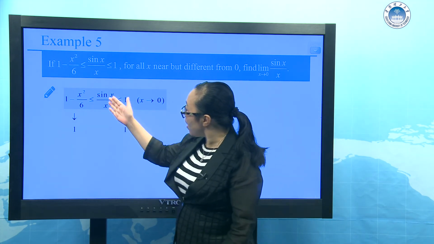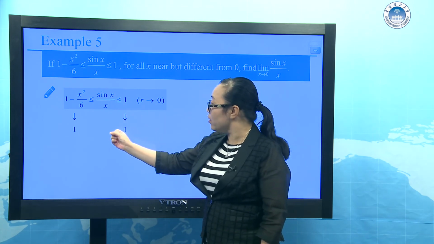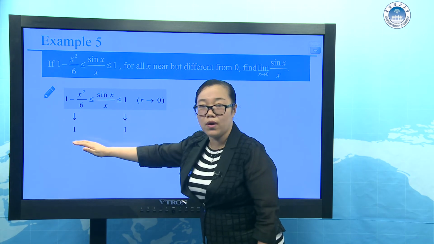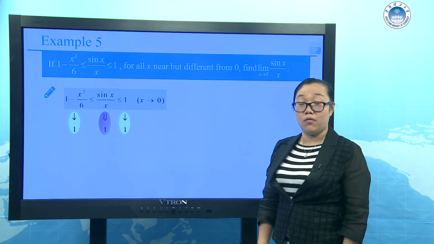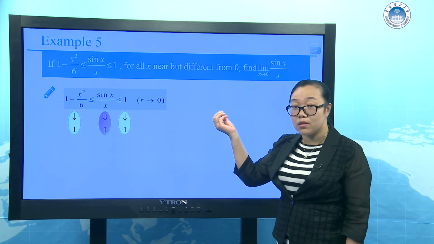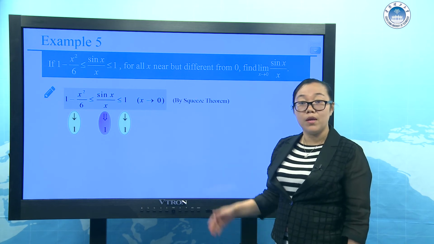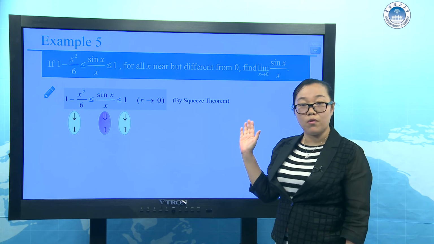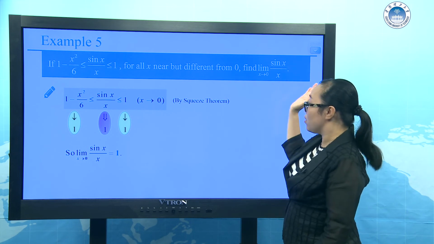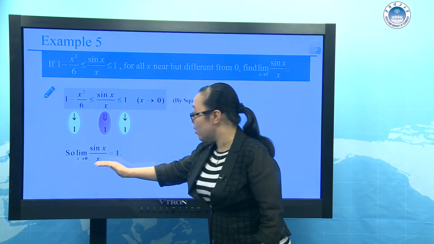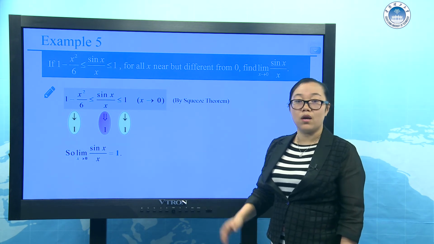1 minus x squared over 6, as x tends to 0, the corresponding limit equals 1 minus 0 equals 1. Pay attention to this: they are the same numbers. Together, we can get that the middle expression's corresponding limit exists and equals 1. By the squeeze theorem, the original expression sin x over x has corresponding limit equal to 1. So try to understand the result.